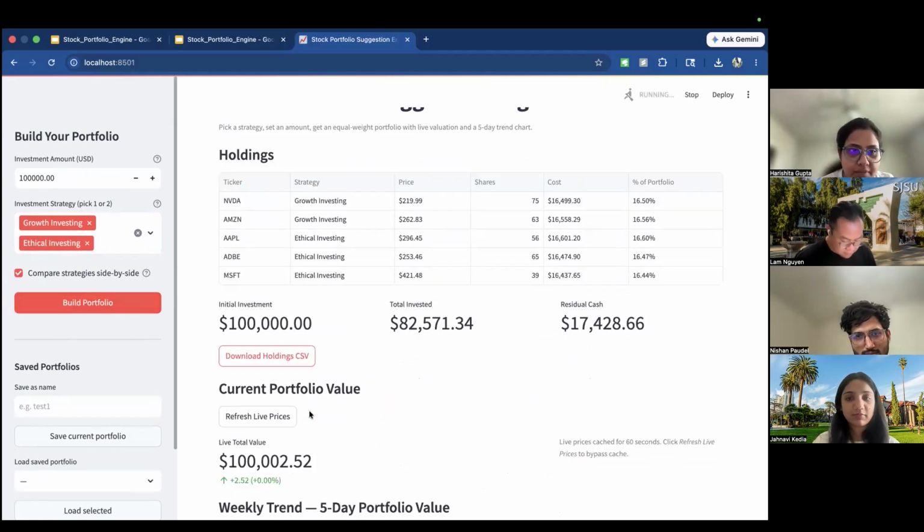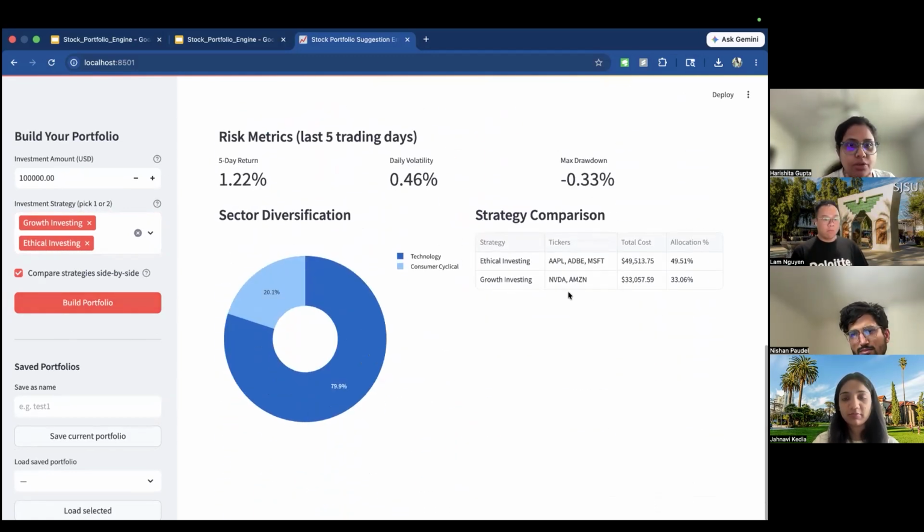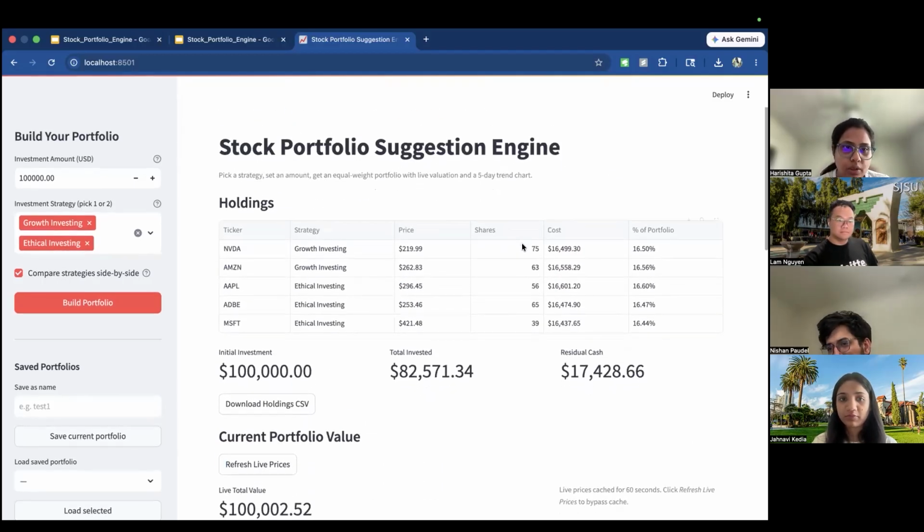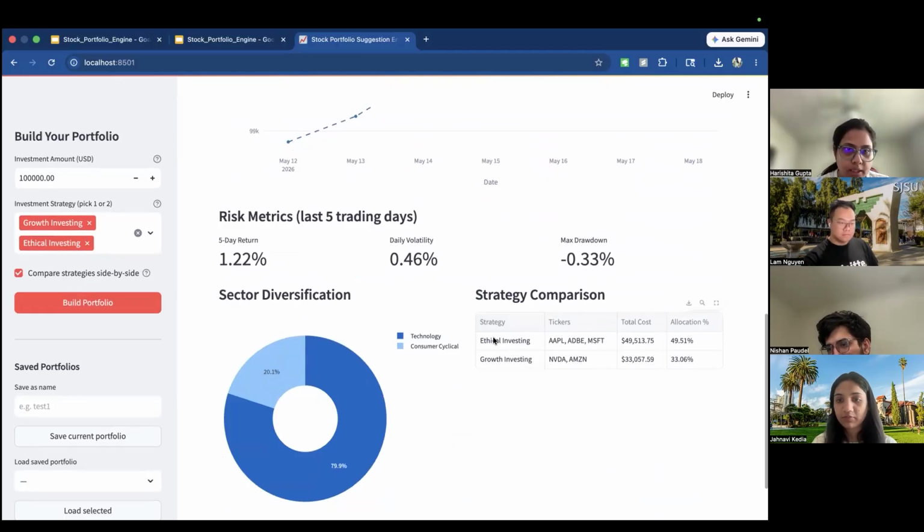Yeah, so the side-by-side comparison is also shown here. In case I'm selecting 2 strategies, I have selected growth and ethical strategies over there. On the left-hand side, you can see I have put the 100,000 amount, and I've selected two of the strategies. It says the strategy comparison table has been created in your dashboard, and you can see that ethical investing has triggered. It has divided between 5 companies, which was shown above as well in the detail, and here you can compare both.